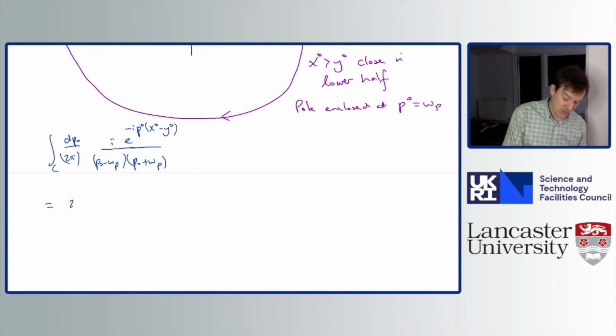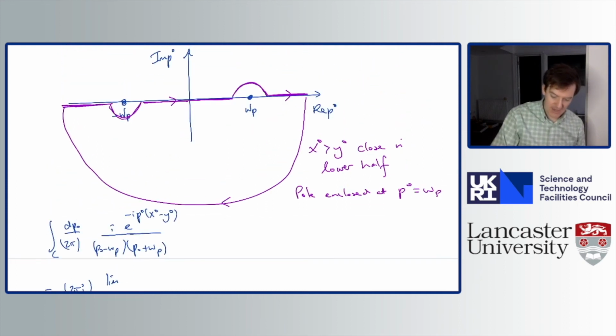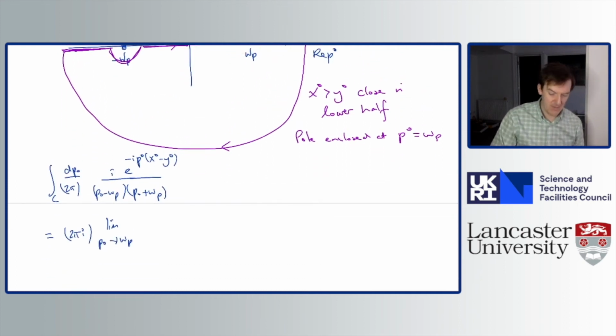And then you can use the residue theorem. The residue theorem states this integral is 2πi times the sum of the residues. Our residue is at, well, we want p₀ to go to the pole that we're interested in, that's enclosed inside our contour, so it's positive ω_p. And then we have this 1 over, oh, well, we need to multiply by this factor and then put in the integrand that we have.